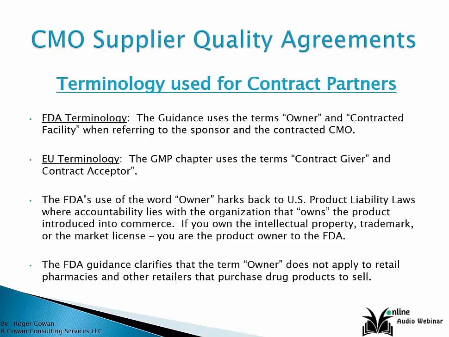Now, what is the terminology in these guidances used for contract partners? It is different. The FDA guidance uses the terms owner and contracted facility when referring to the sponsor and the contracted CMO. In the EU, the GMP chapter uses the terms contract giver and contract acceptor.